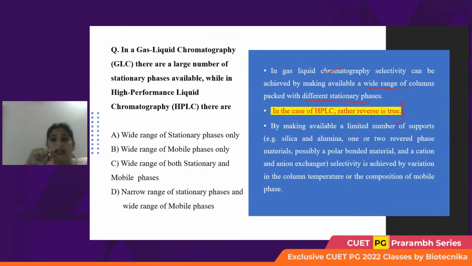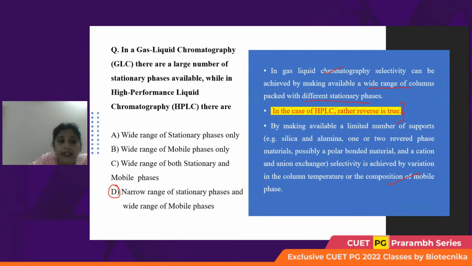Reverse means that you keep the stationary phase limited and you vary the mobile phase composition, right? So you can keep the stationary phase limited. Either you can use the support of silica or alumina, right? But the composition of the mobile phase you can vary. And when it says that you can vary the mobile phase and the reverse is true, that means the appropriate answer should be option D, right?